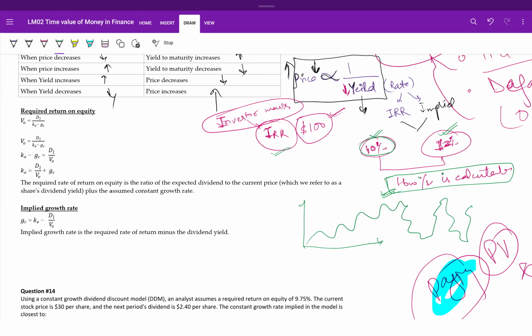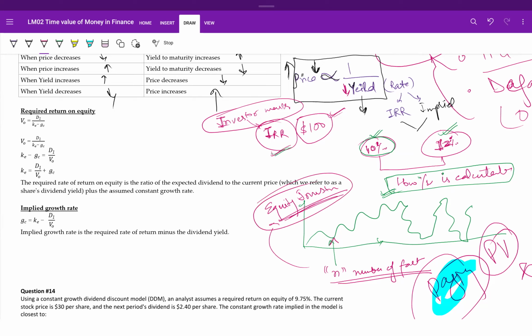So this is how equity actually looks, and there are a lot of factors which influence it. There are n number of factors here also, and we will discuss this when we discuss equity investment. So there are n number of factors, and that's why the internal rate of return is not observable in equity investments. Okay, so understand this and try to relate to it.